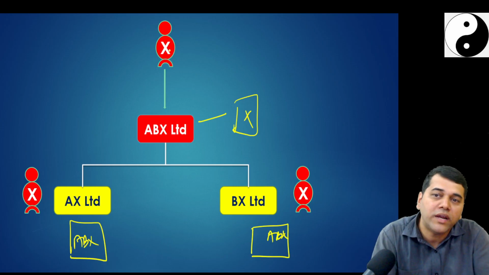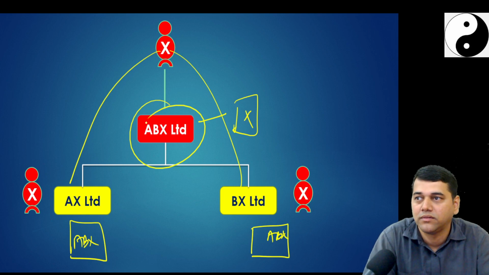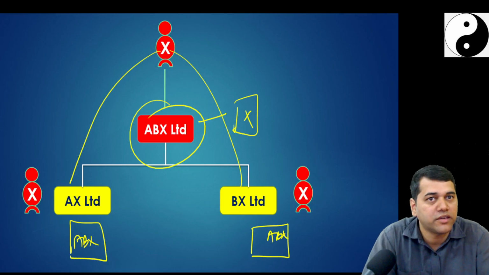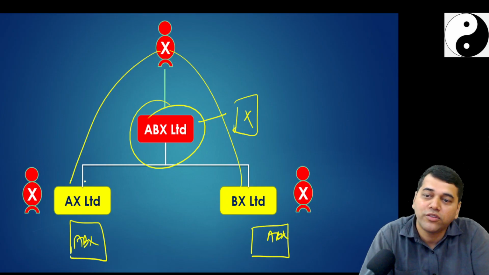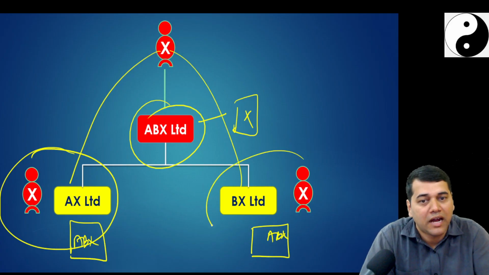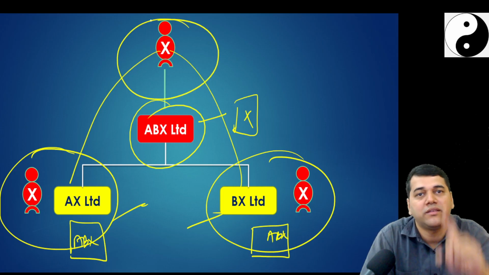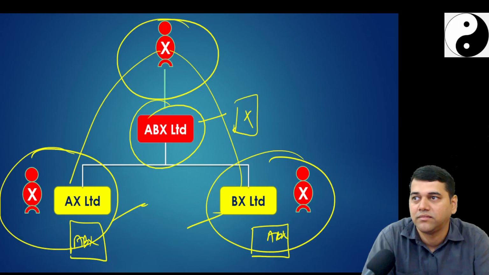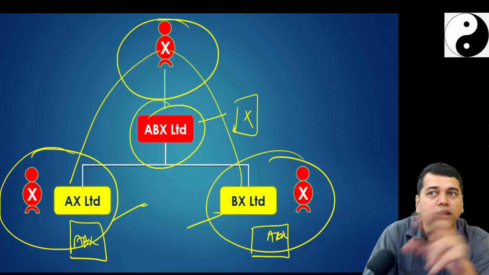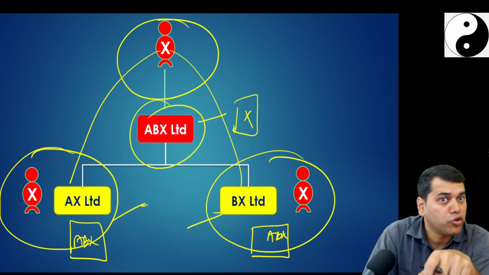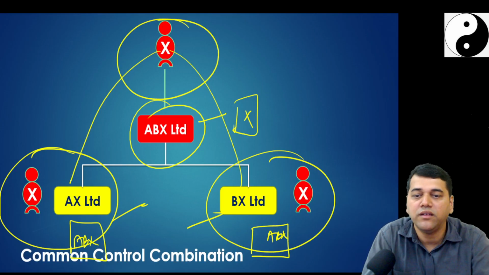So previously you were directly controlling. Now through ABX you control these two companies. Now, is it a reverse acquisition? No, it is a common combination. Why? Because before the acquisition and after the acquisition, both acquirer and acquiree are controlled by the same ultimate person. That's why, as I told you, the first part of the question is a very thin line. Who is controlling acquirer and acquiree before? That's why they included both in the same question, common combination and reverse acquisition. But this is a common combination.